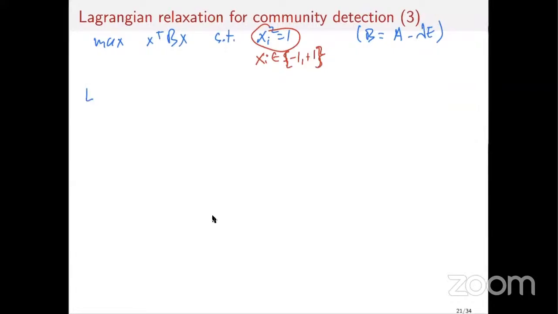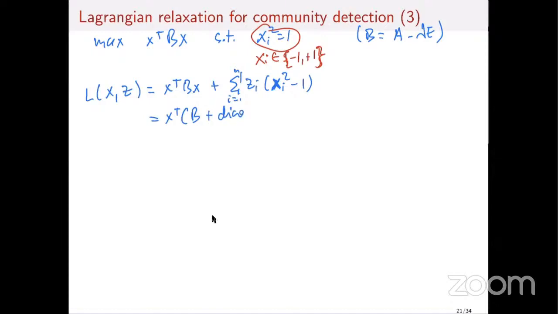So now my Lagrangian is L of x, z is x transpose Bx plus the summation of zi, from i equals one to n, of xi squared minus one. And if I collect the terms together, this is equal to x transpose times B plus the diagonal of z, times x, minus the summation of the zi. Because the sum of zi xi squared is just x transpose diagonal of z times x.